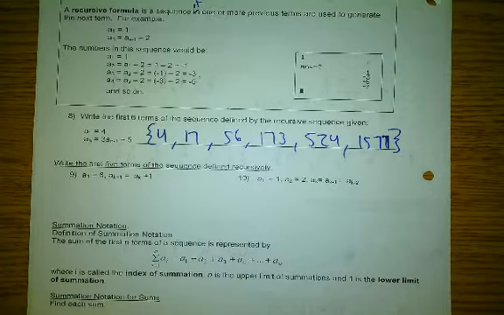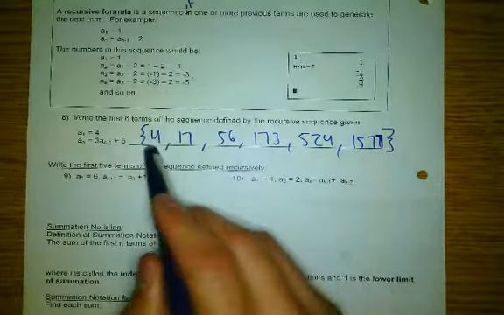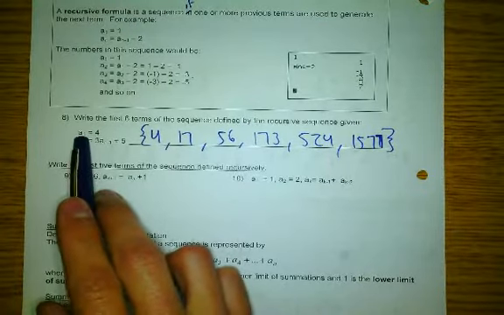Yes? When it says find the first 6 terms of the sequence, do you count 4? You can count 1, 2, 3, 4, 5, 6. You use 4, this is your first one. Because it's telling you, like here it says a of 1, that's your first one. Cool? So you won't get a 0.